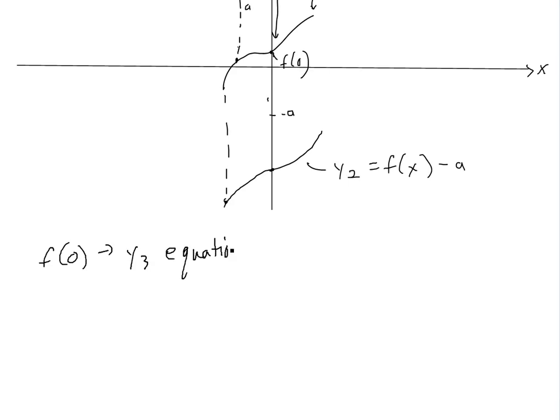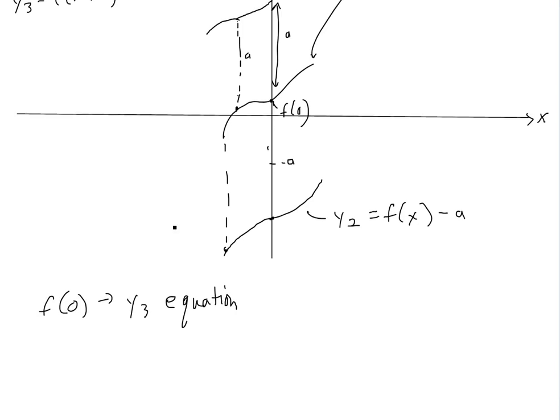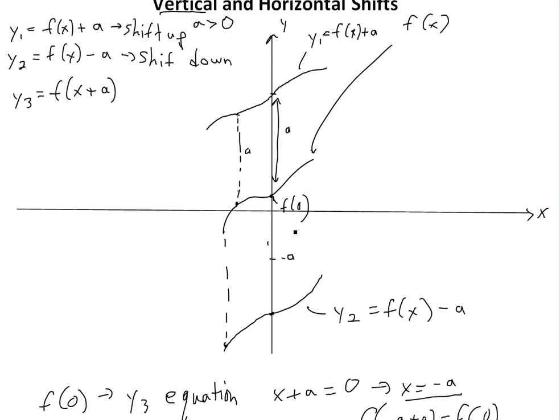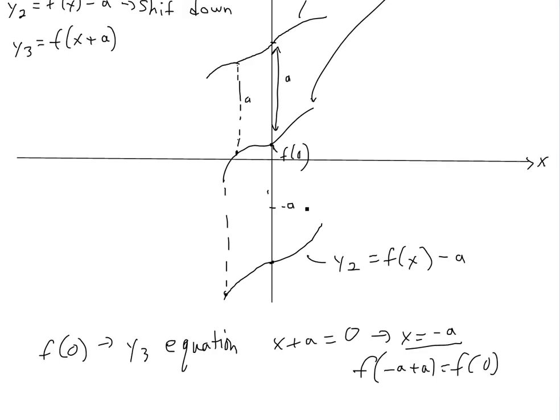To get f of 0, we just make x plus a equal to 0, and then x equals negative a. Just solve it. So at x equals negative a, we get f of 0. That's f of negative a plus a equals f of 0. So here we're shifting by negative a.